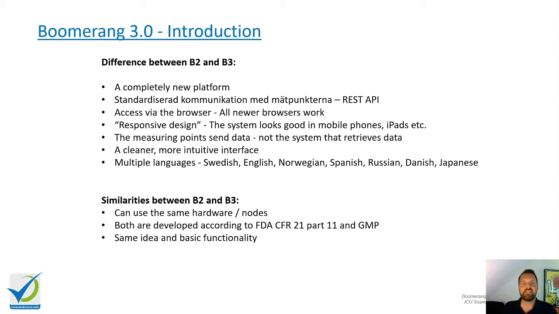What are the similarities then? Boomerang 3 is backwards compatible with the previous hardware to the Boomerang 2, like the S2 nodes, the BBO, the transport logo. And both systems are developed according to GMP, and at the end, both systems have the same basic functionality, and that is to help our customers with quality assurance and traceability.